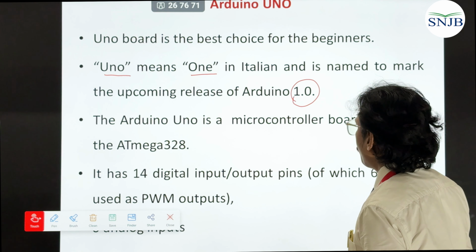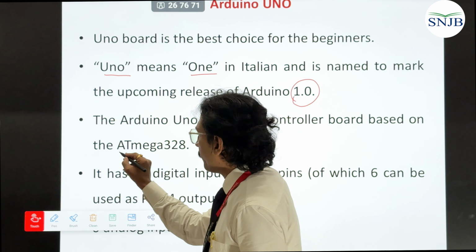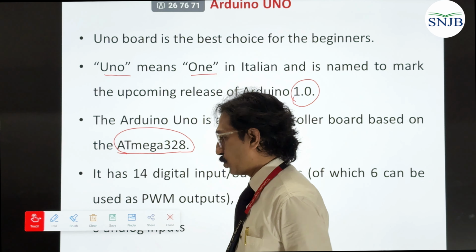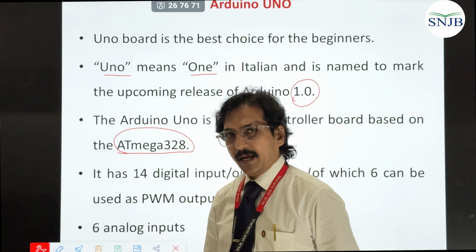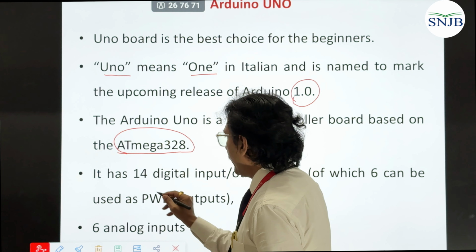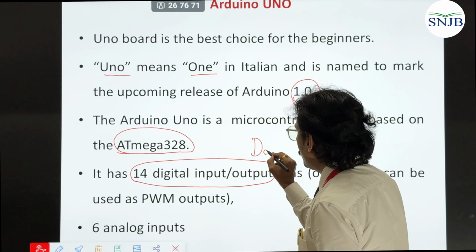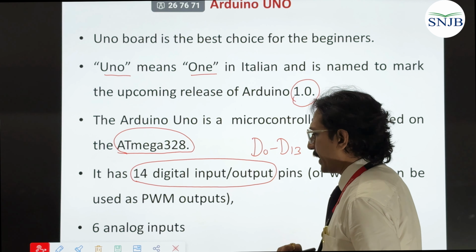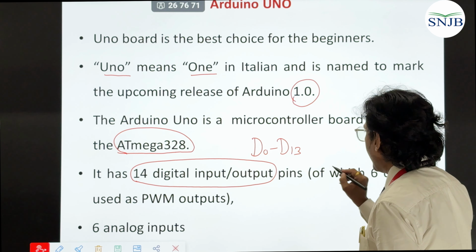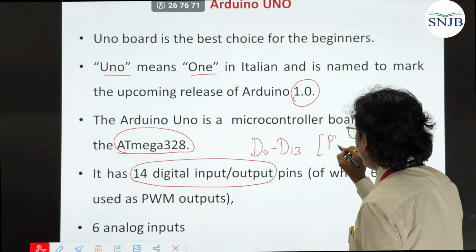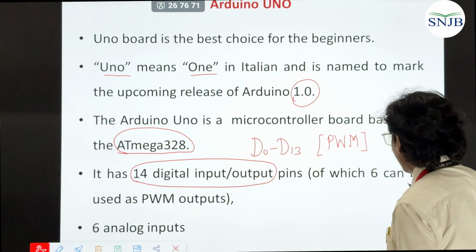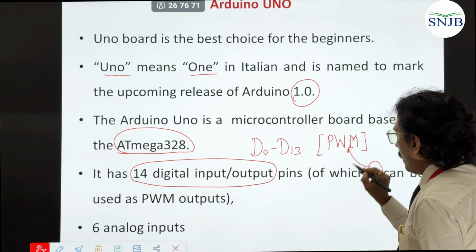Now Arduino UNO is microcontroller based. In the UNO, specifically, the Atmel ATmega328 microcontroller is used. The specific thing is that it has 14 digital input output lines, that is D0 to D13. Main thing is that out of them, 6 pins are dedicated for pulse width modulation.